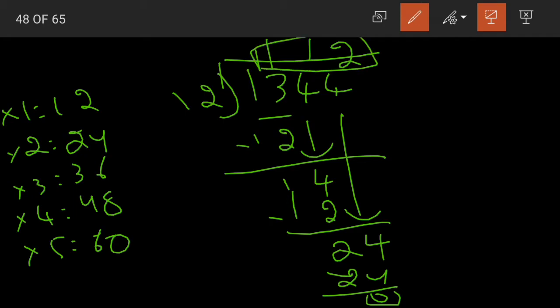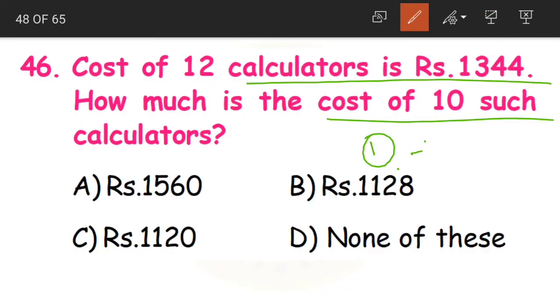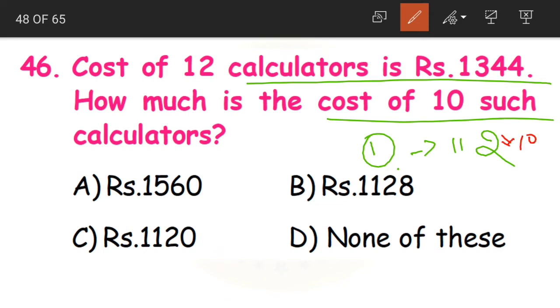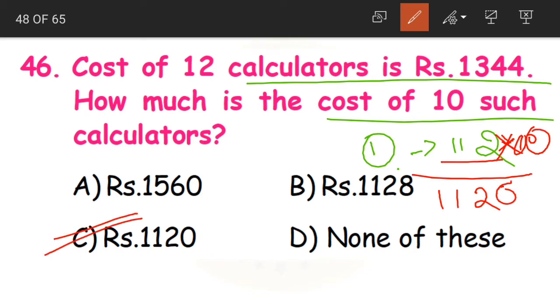What is the answer, children? 112. Now what is this 112 rupees? This is the cost of one calculator. Now what will be the cost of 10 calculators? 112 into 10. It is easy to calculate, right? With 10, what should we do? Write the whole number as it is, and put 10 after it. So 1120 rupees is the cost of 10 calculators. Yes, 112 into 10 is equal to 1120.